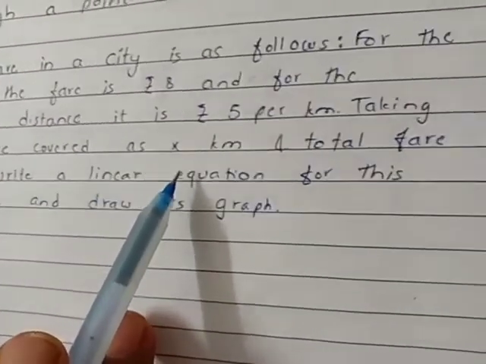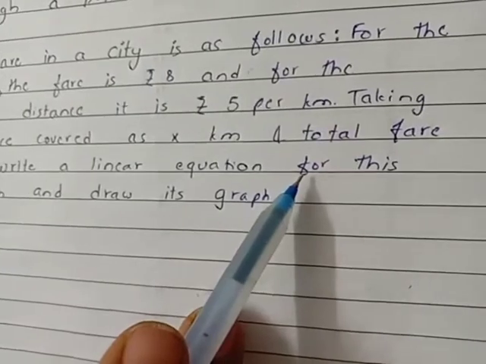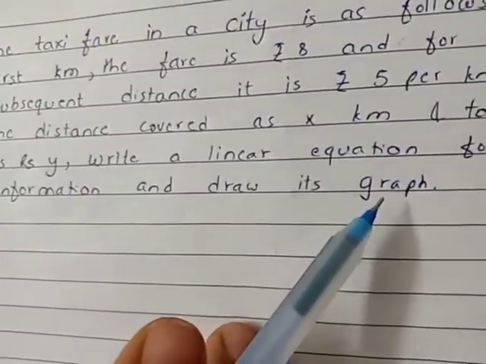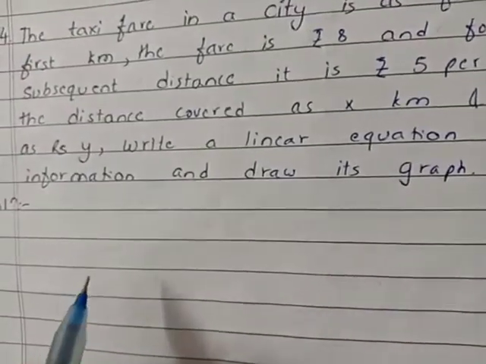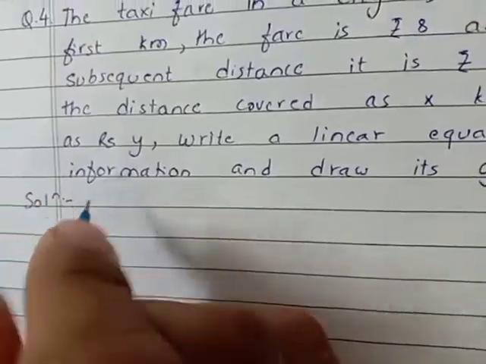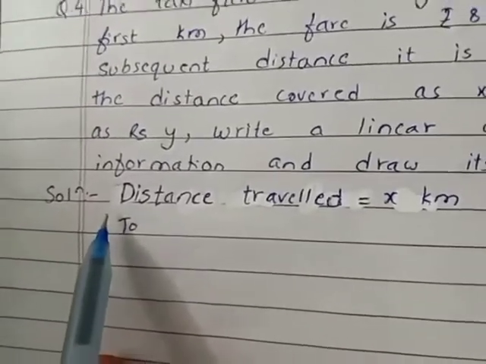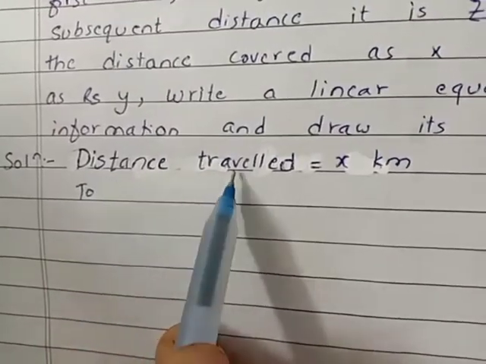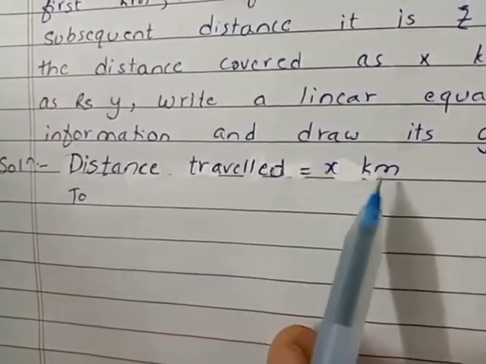Write a linear equation for this information and draw its graph. How will we solve this? What information is given? First we will write what is given. What is given over here? Distance travelled. You can say that as X kilometer.